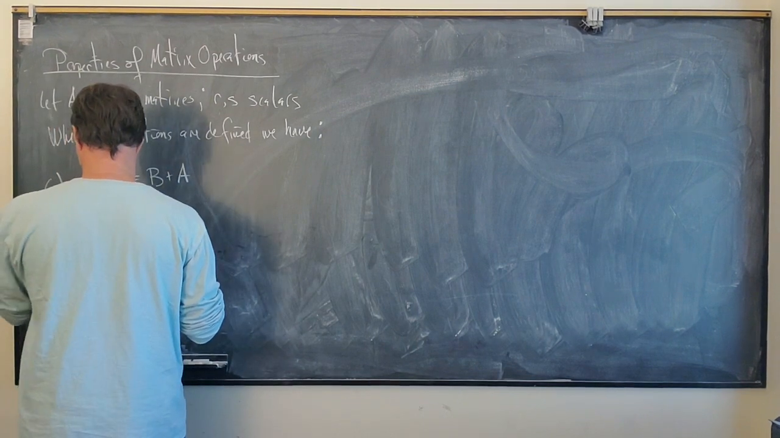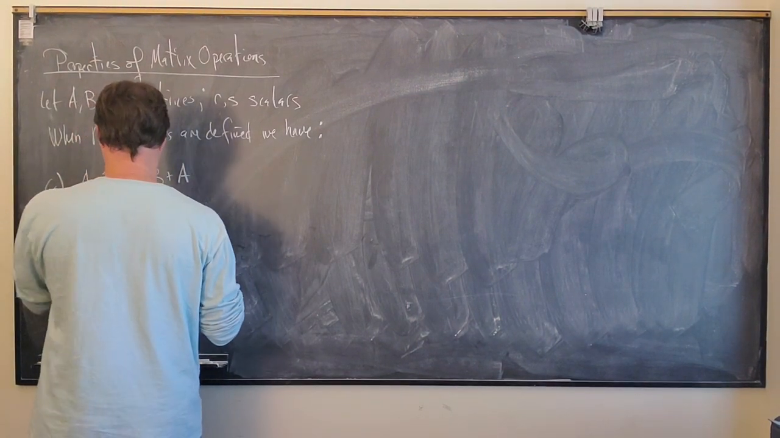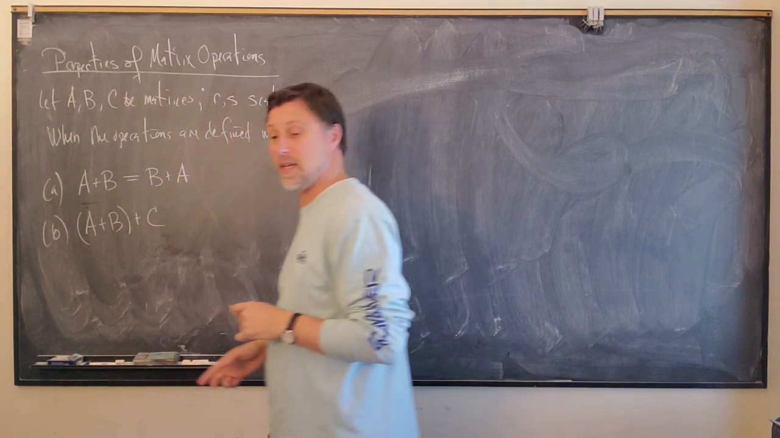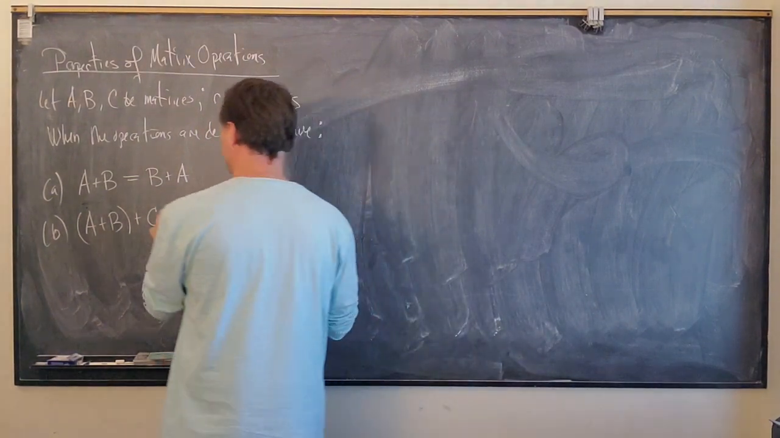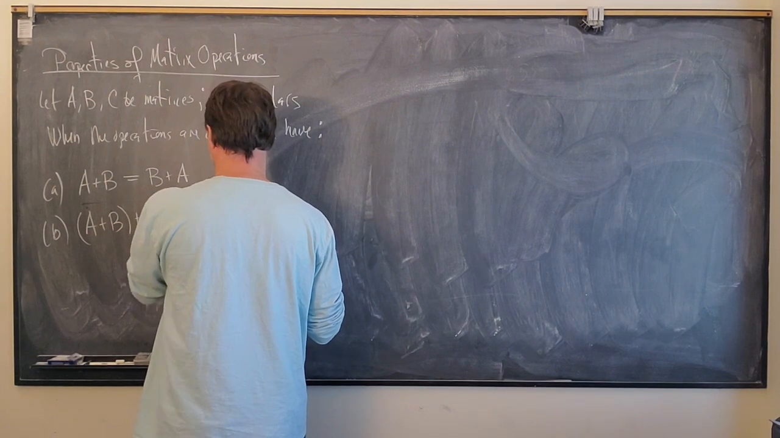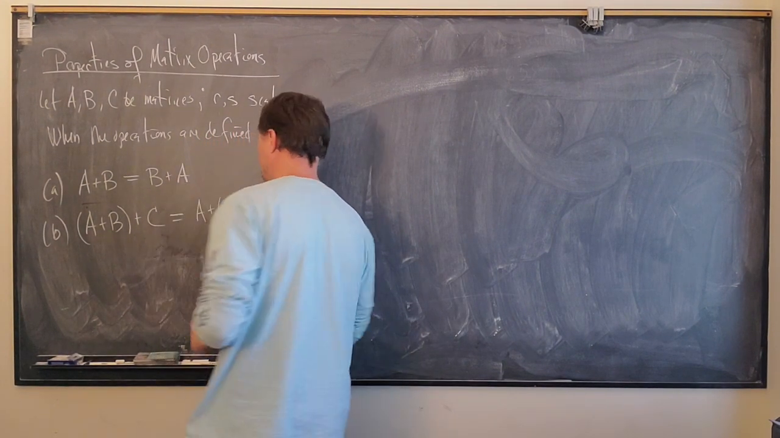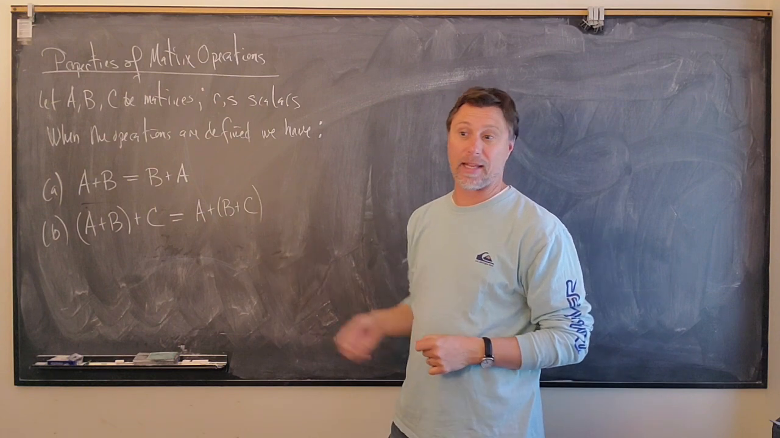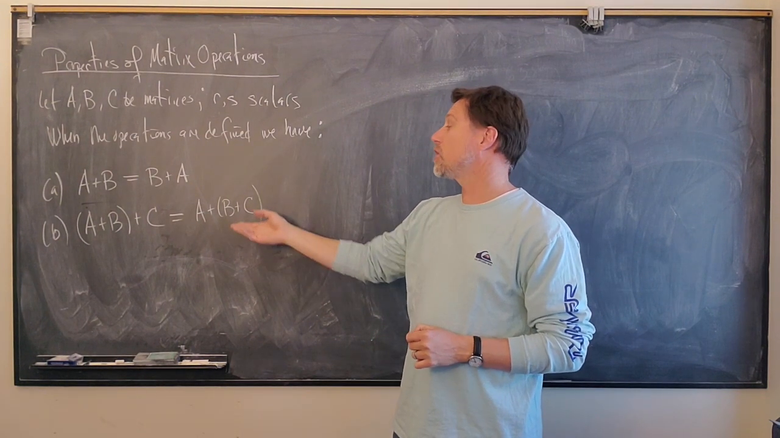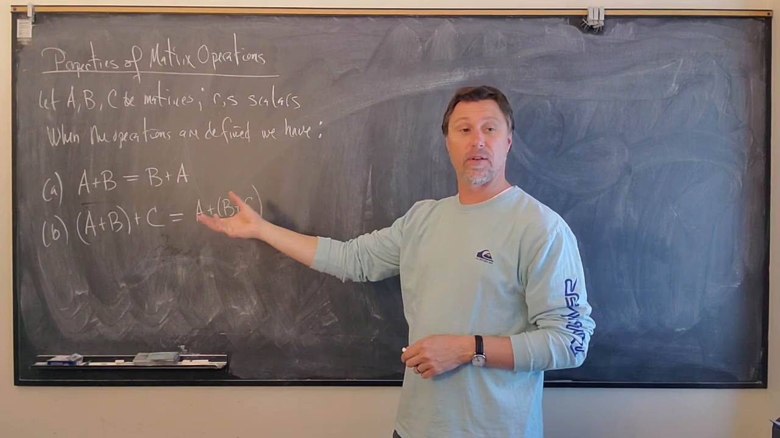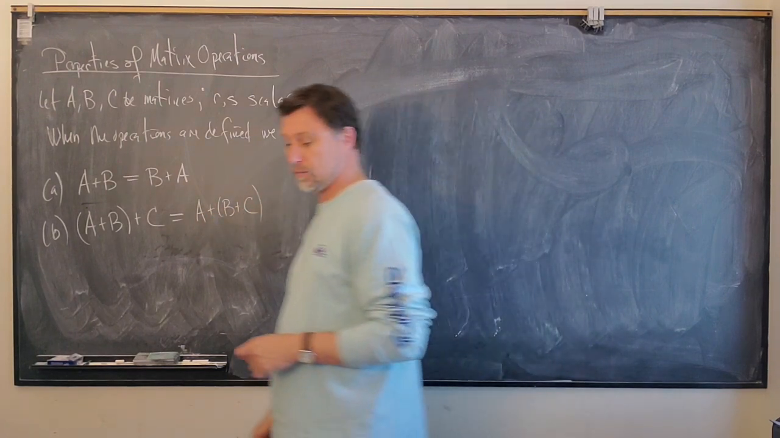Part B, A plus B, in parentheses, plus C. If you add A and B first and then add C to it, that's the same as doing B plus C first and then adding A to it. What would you call this property? This is the associative property for addition, right? So associativity means you can slide parentheses around.